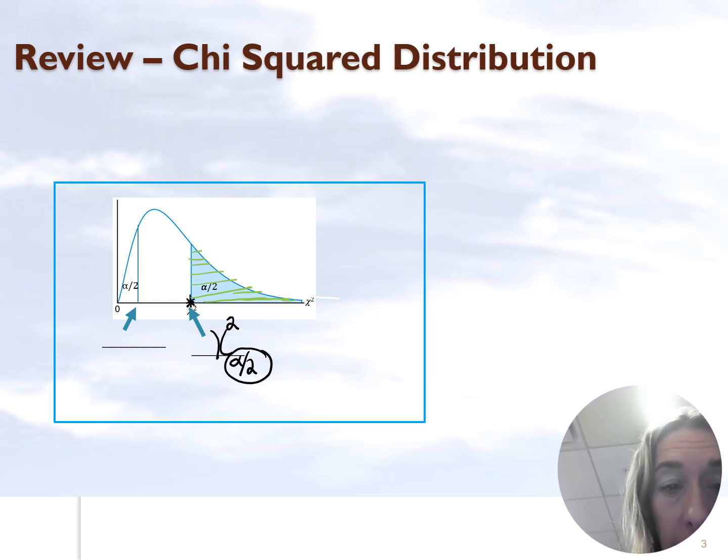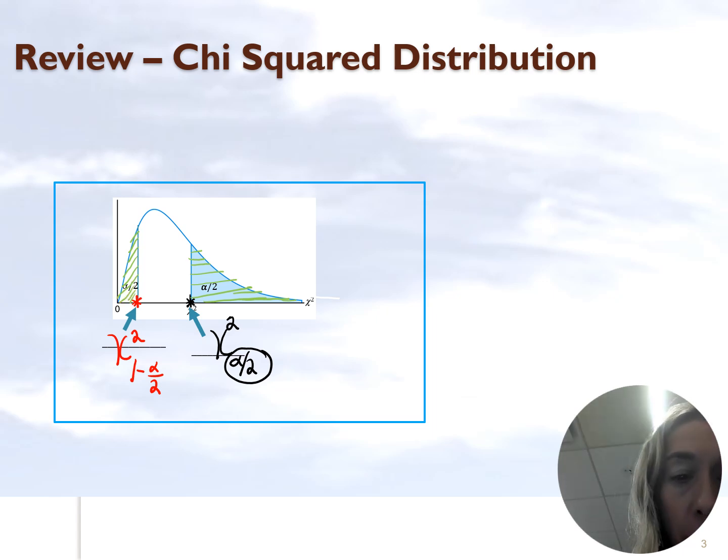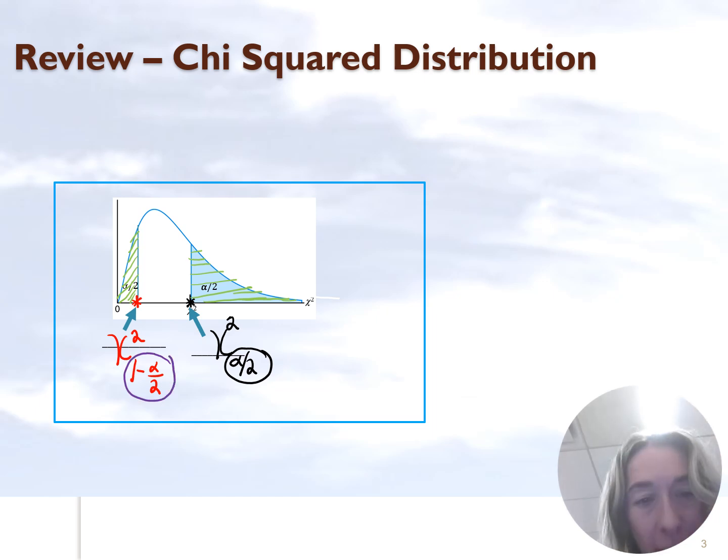Likewise, this value right here in red along the x-axis is designated as chi-squared sub 1 minus alpha over 2. The reason for that is you will notice that in the picture it has alpha over 2 area to the left of it under the curve. That means it must have area 1 minus alpha over 2 to the right, since total area under the curve must equal 1.